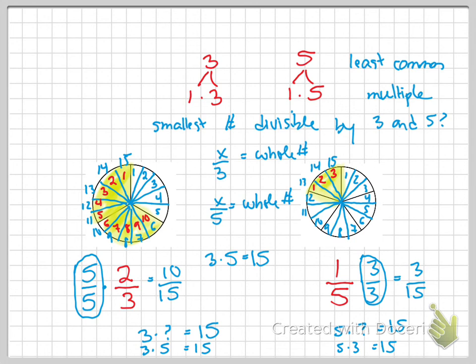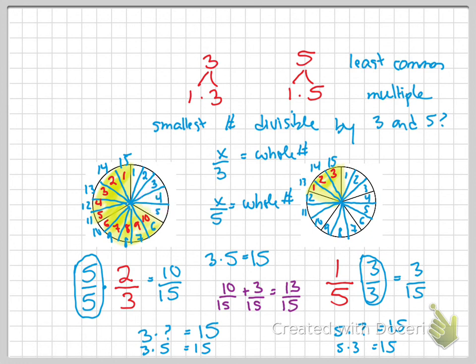Last but not least, we actually want to add these. So we have to add 10 fifteenths and 3 fifteenths, and that gives us 13 over 15. If I were to visually represent that in a single pie, you could see that would be shading 1, 2, 3 more over here. And 13 fifteenths visually makes sense because it's almost all of one circle.